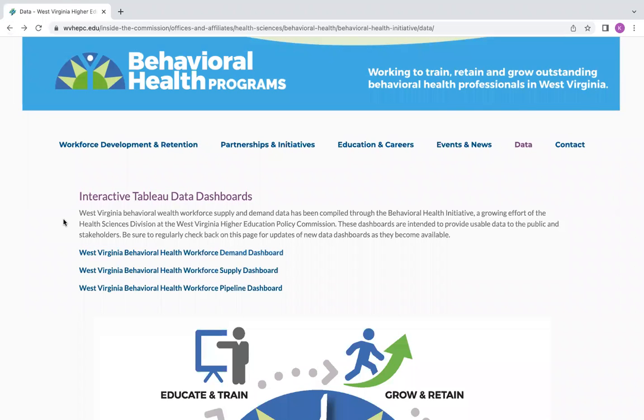I hope these data dashboards are useful to you. We will be updating these dashboards annually and whenever we get more data in order to keep these as up to date as possible. Thank you very much.